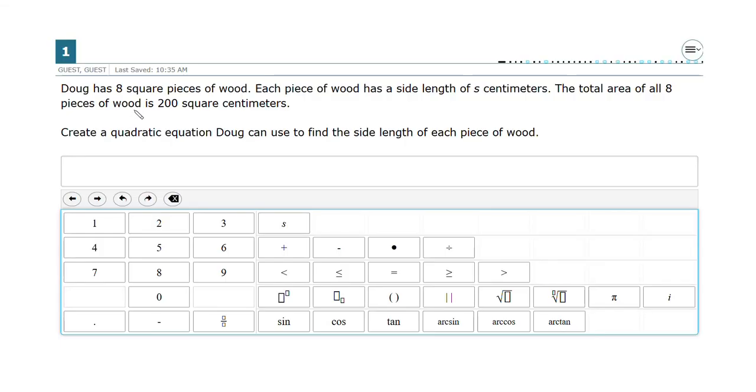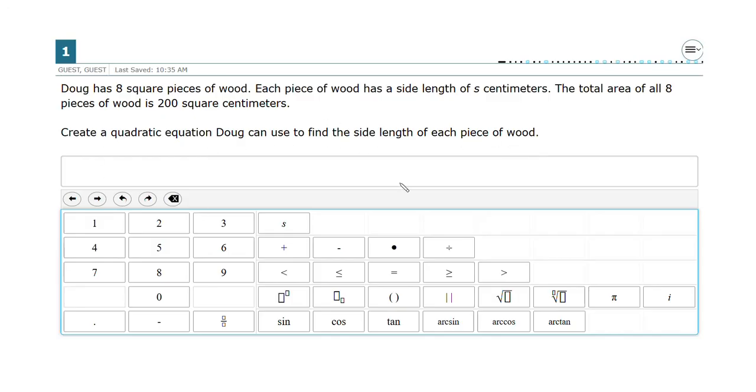All right, let's start with number 1. Doug has 8 square pieces of wood. Each piece of wood has a side length of s centimeters. The total area of all 8 pieces of wood is 200 square centimeters. Create a quadratic equation Doug can use to find the side length of each piece of wood.